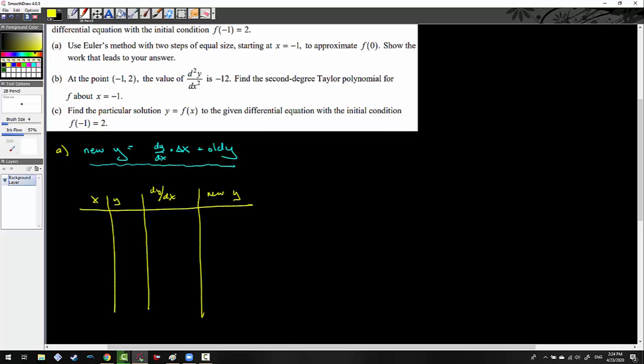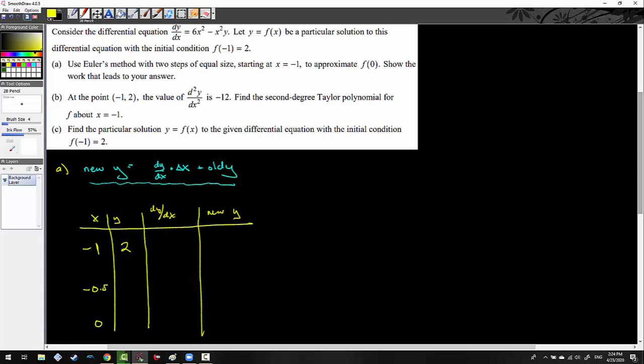So since we are starting at x equals negative 1 and we're using two steps of equal size, my next step will be negative 0.5, and then my final step will be 0. They gave us the initial condition, f of negative 1 being 2. dy dx happens when I plug negative 1 comma 2 into dy dx, which is my differential equation above.